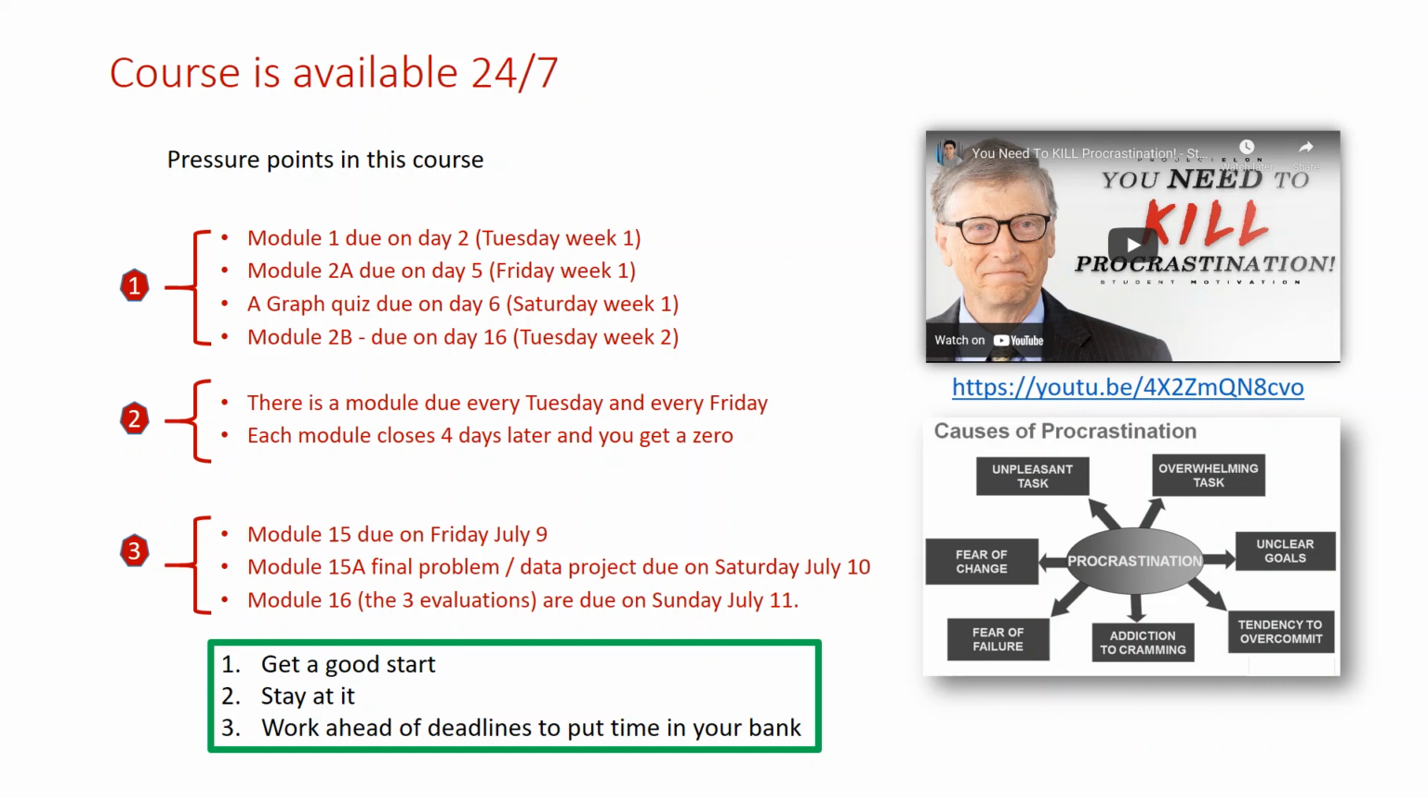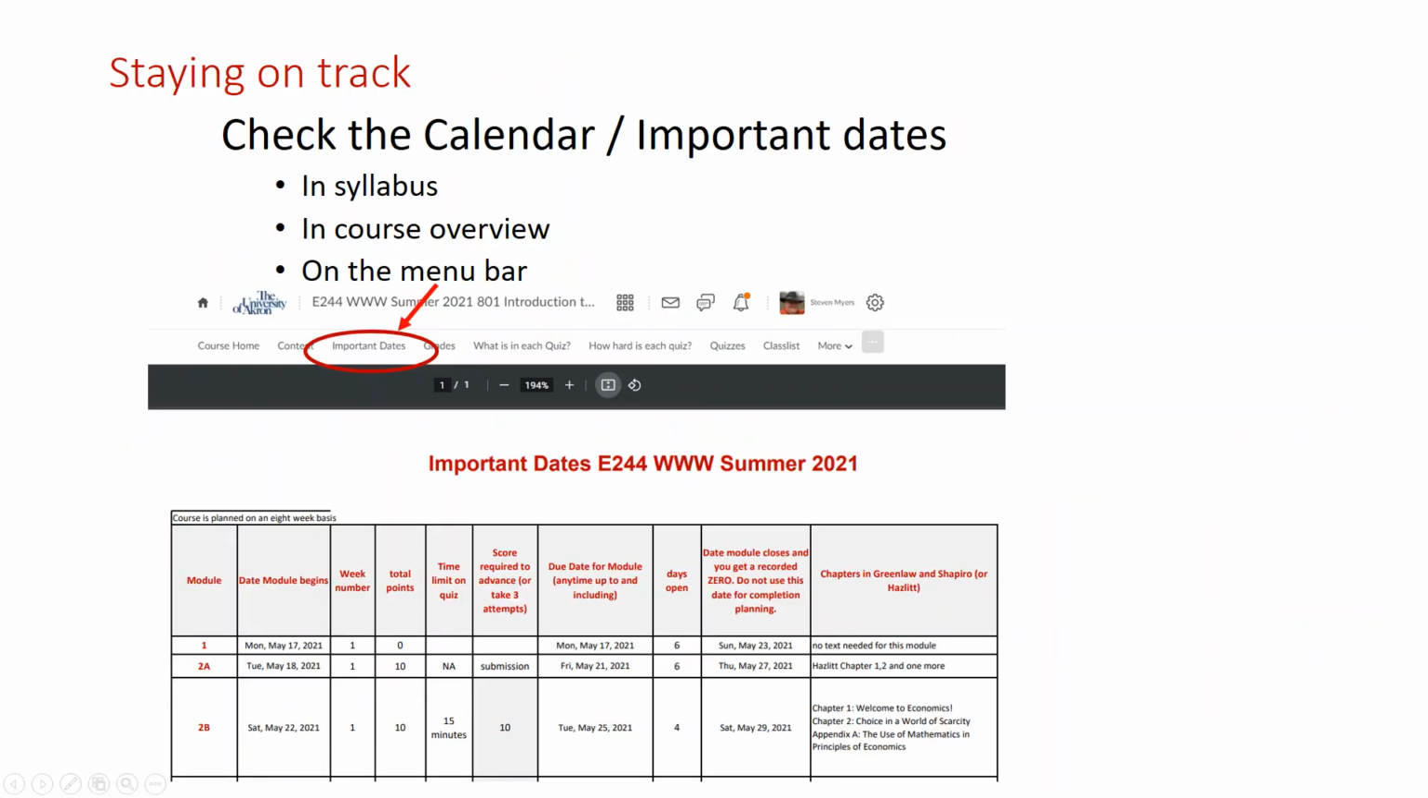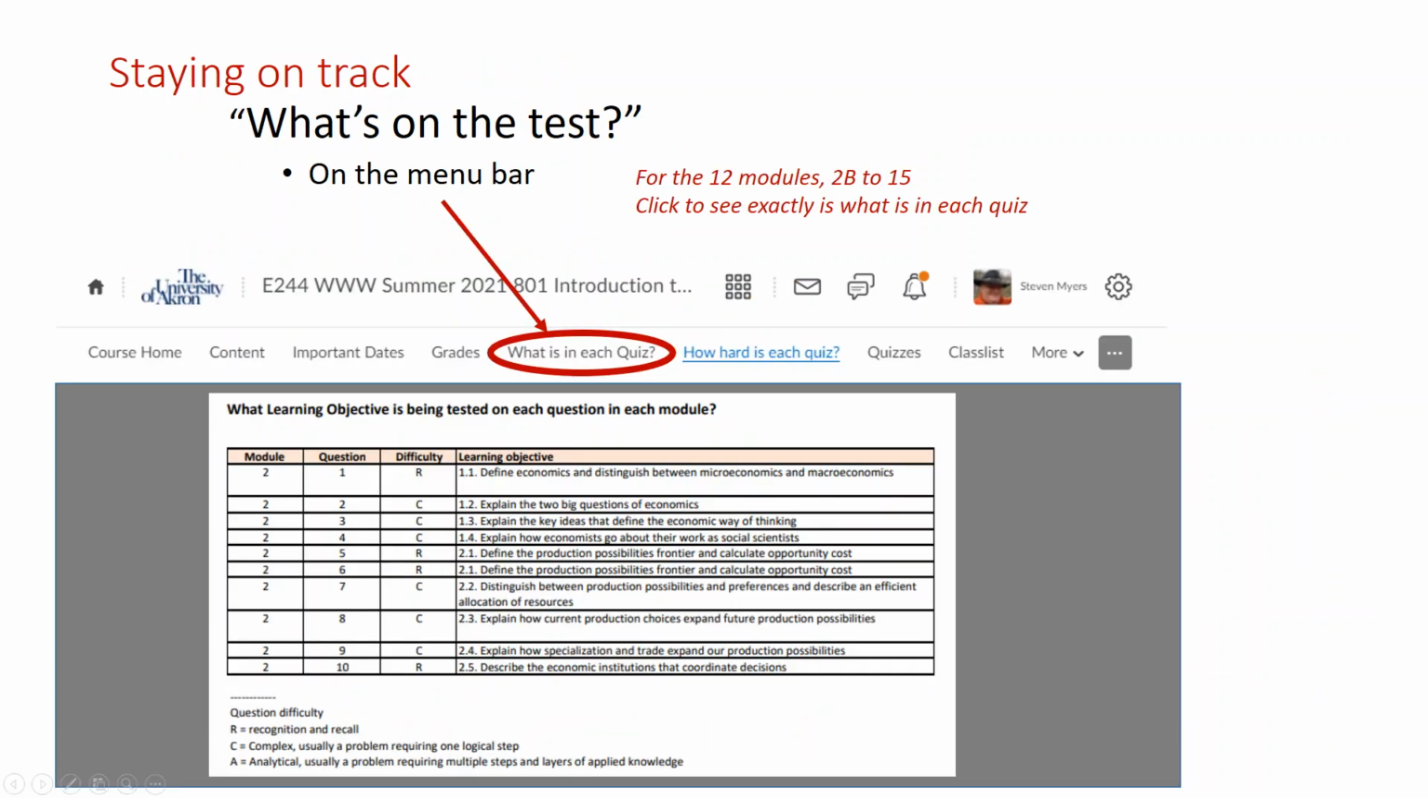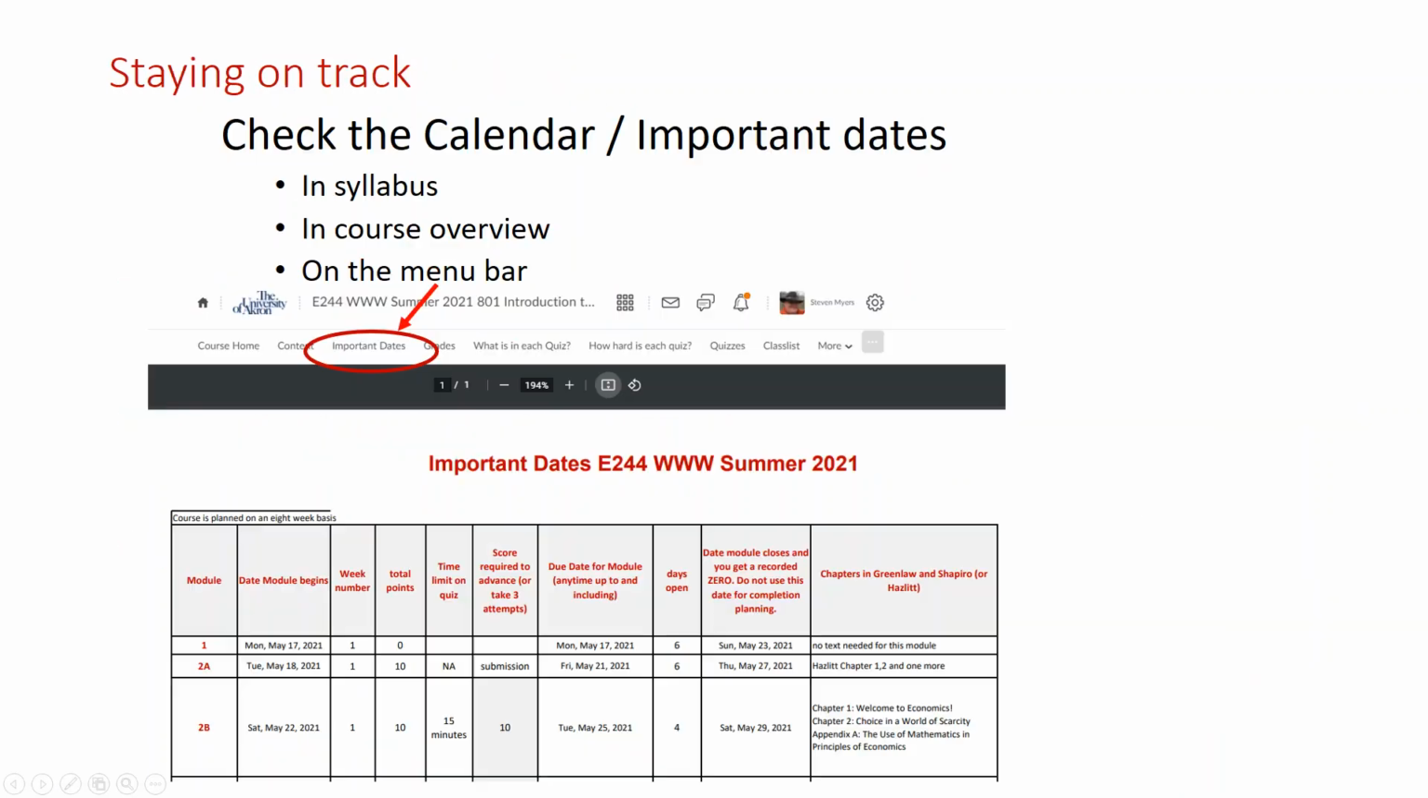Next, you can check the calendar and important dates, and you should commit all this to your own personal calendars. Sorry about that. Let me get back on the right screen. All you do is go into the menu bar, hit important dates, up will come this, and it will tell you when that module is due. It also tells you when it closes and you get a recorded 0. That's not for your completion planning. Don't use that in that case. It also gives you a little quick introduction to what chapters are being covered, how many points and how much time and what have you.